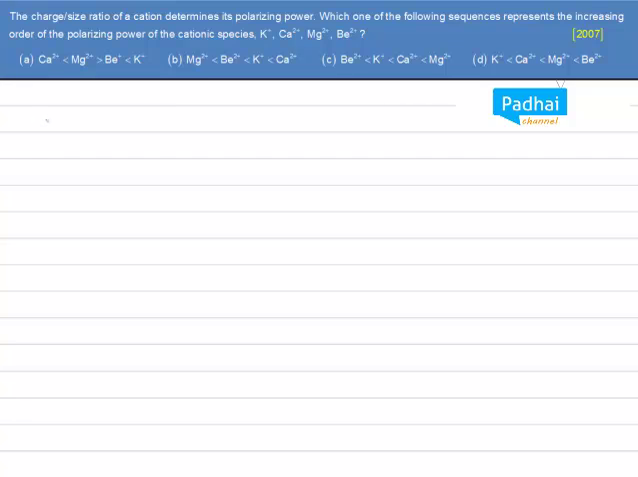Now, the species having more polarizing power will be the species having a small size, right? If the size of the species is small, it will have more polarizing power, and if it has more charge, then it will also have higher polarizing power, right? So these are the two basic requirements for high polarizing power. If I talk about the size of these four species, K+, Ca2+, Mg2+, Be2+, right?